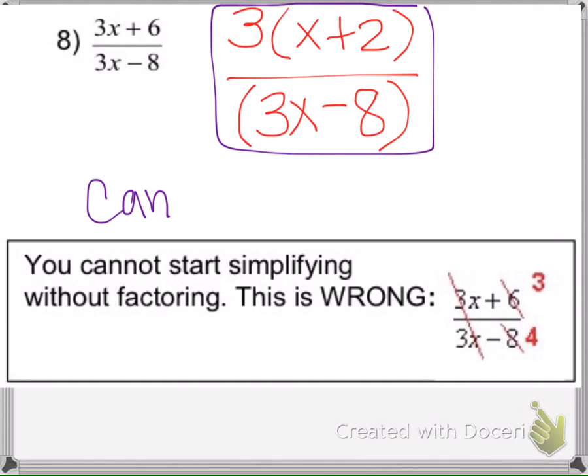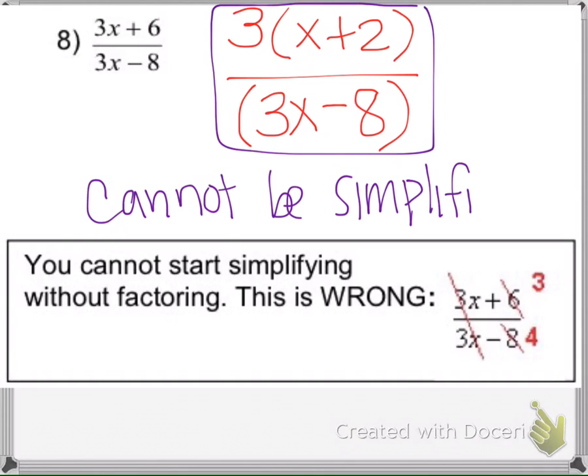It cannot be simplified, this problem. Even though I was able to factor the numerator here, nothing can be divided out. Nothing can be crossed out there.